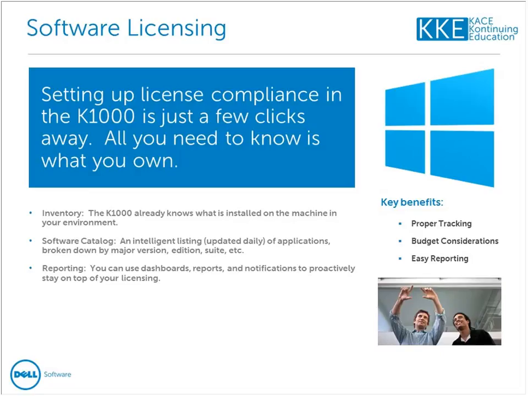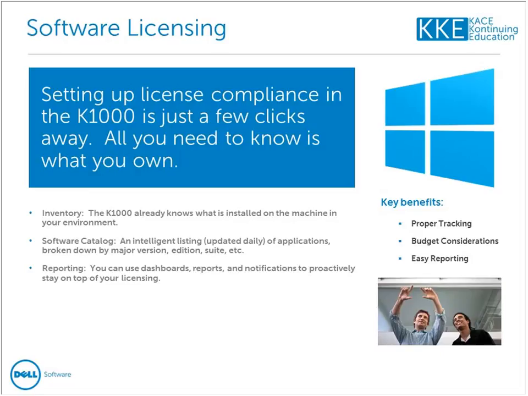The software catalog is not just a raw list like your software inventory would be. The K1 knows that certain applications make up a suite of applications. It's also able to give you breakdowns of all of the minor versions of a specific version of an application, and roll them all up together so that you can report on everything together and see who has what.